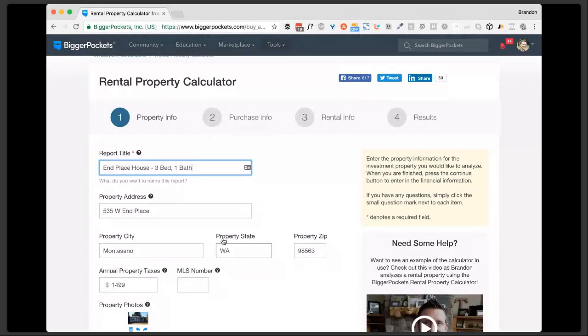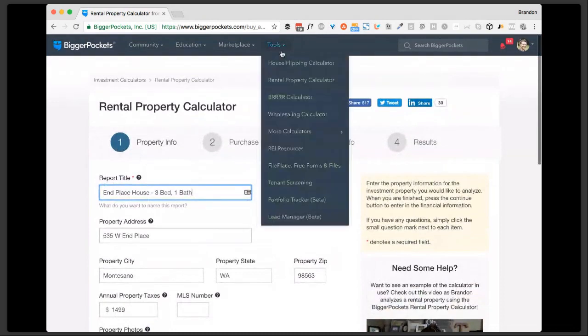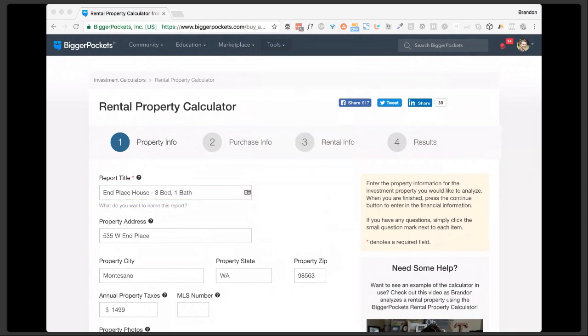But this is the BiggerPockets rental property calculator. You can get to it by going up to tools, and you go to house flipping calculator, rental property, BRRRR, or wholesaling. You can also click the word tools, I think, and it'll take you to kind of the homepage of them.